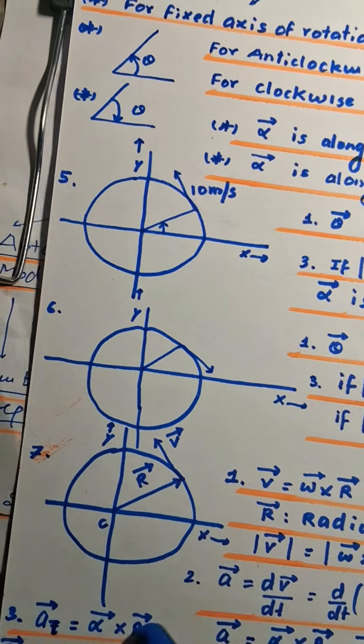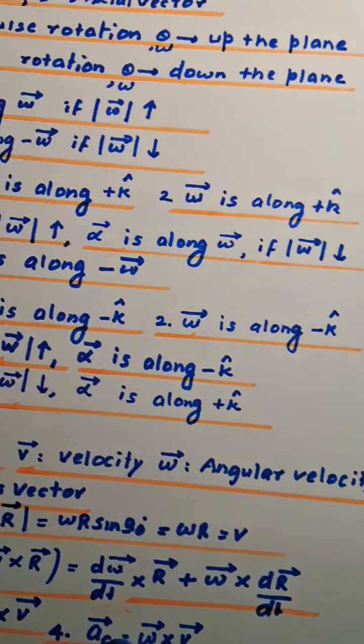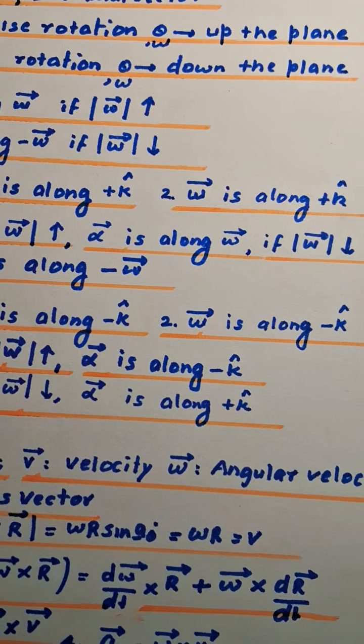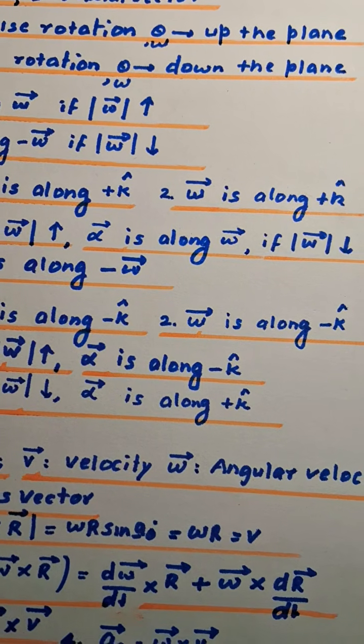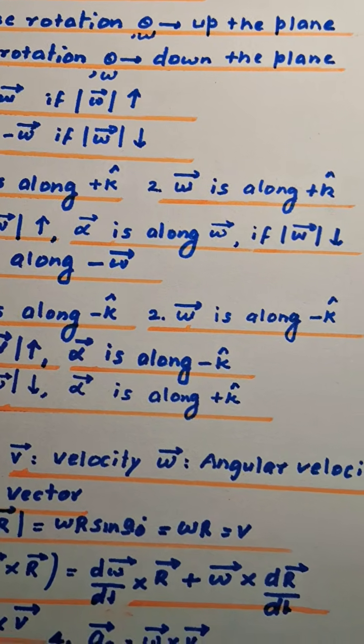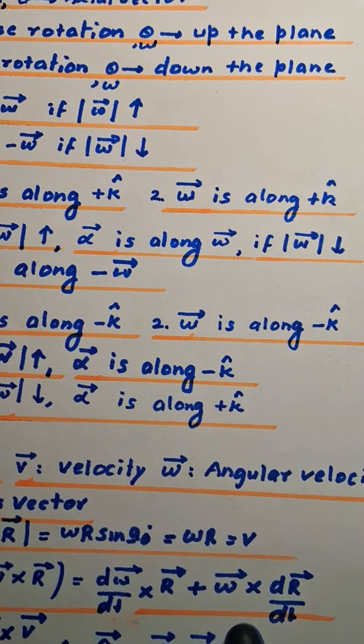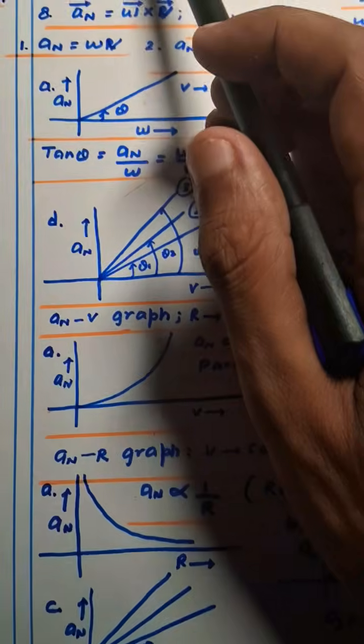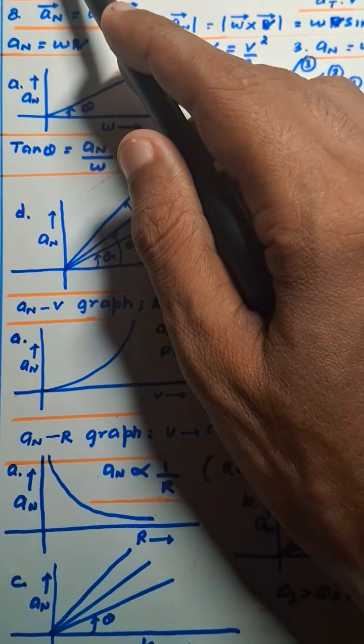So tangential acceleration is alpha cross r, where r is the radius vector. Now there is another thing which we call the centripetal or the normal acceleration. Centripetal or normal acceleration is given by omega cross v, and if calculated, its direction is perpendicular to the velocity.